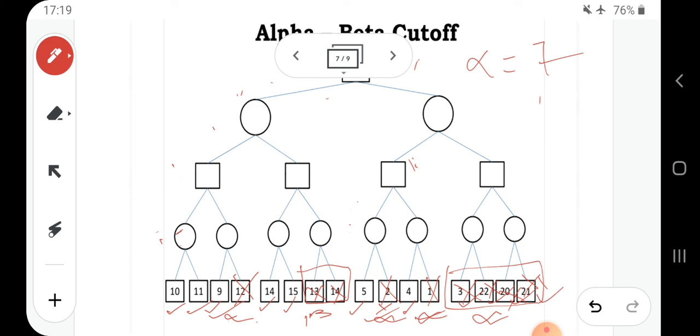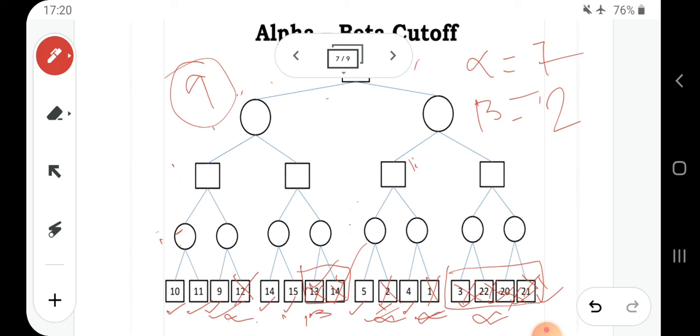7. The number of beta cutoffs in this level is 2. That is this one and this one, 2. So altogether we have 9 cutoffs. 9 is the total number of cutoffs.